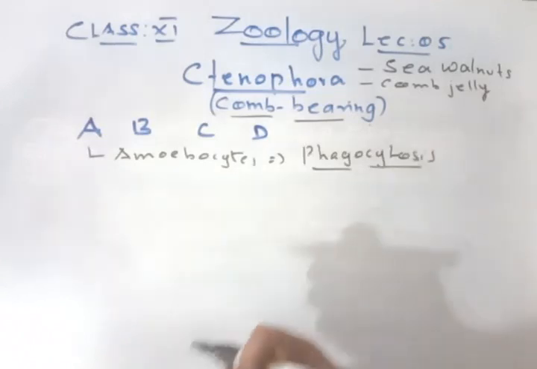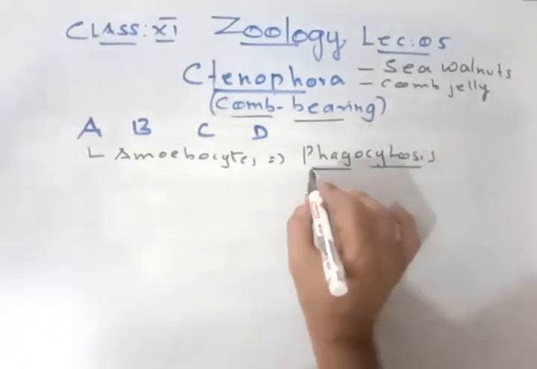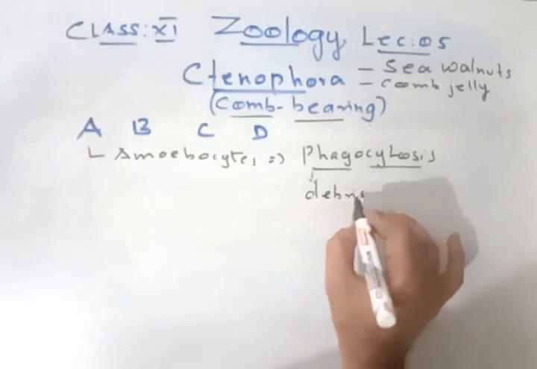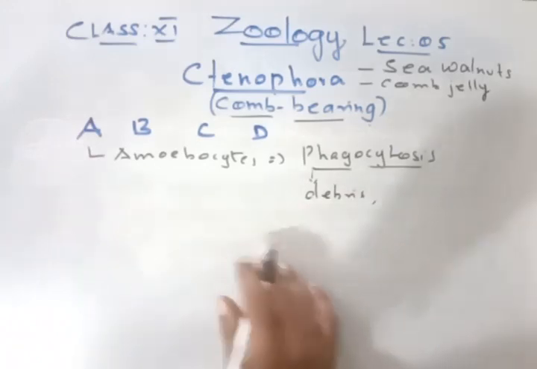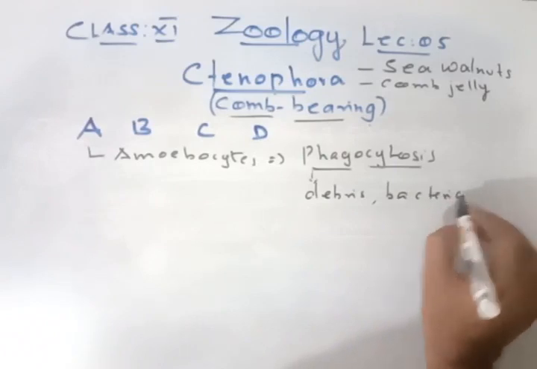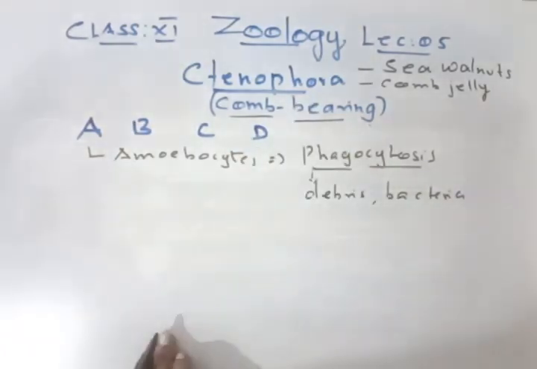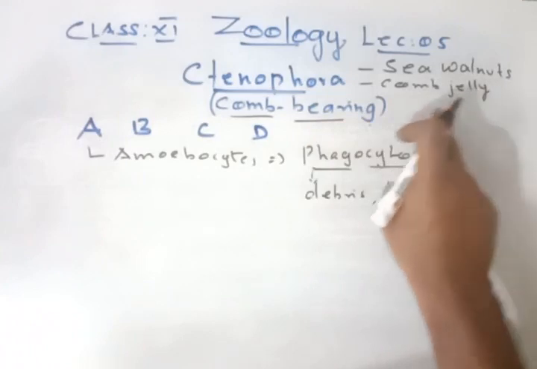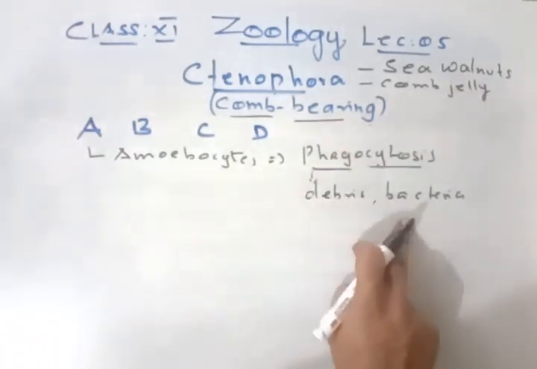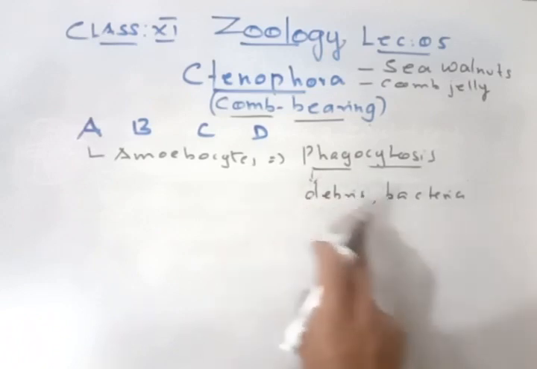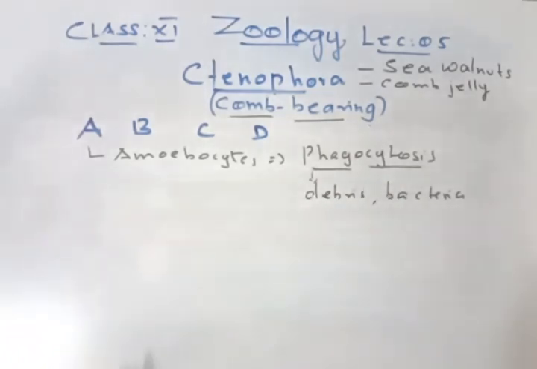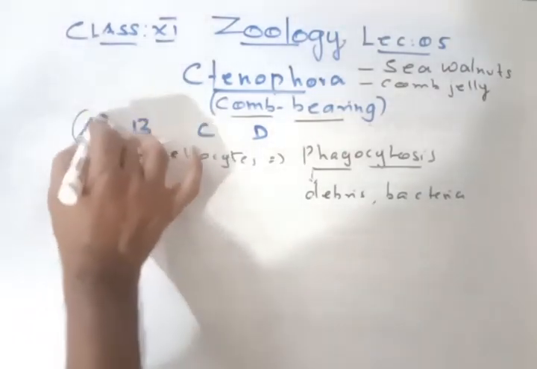The cell eats two things. It will eat debris, unwanted things, as well as bacteria. So it will act against infection. The sea walnut as well as the comb jelly have amoebocytes to act against bacteria. So that is what A stands for.